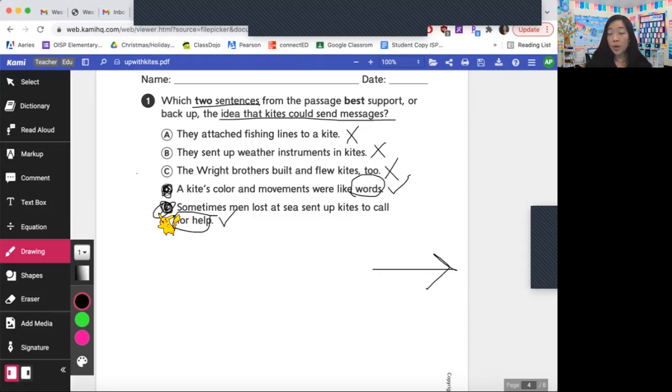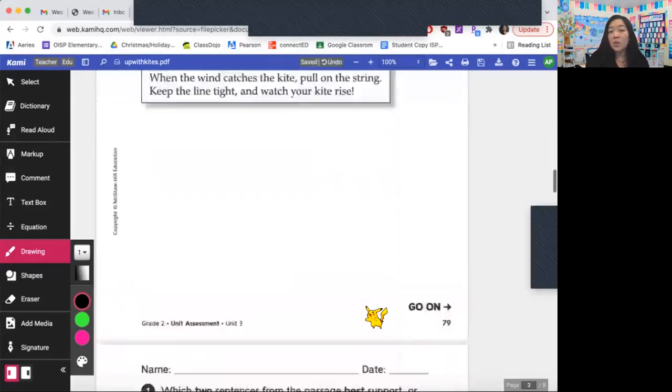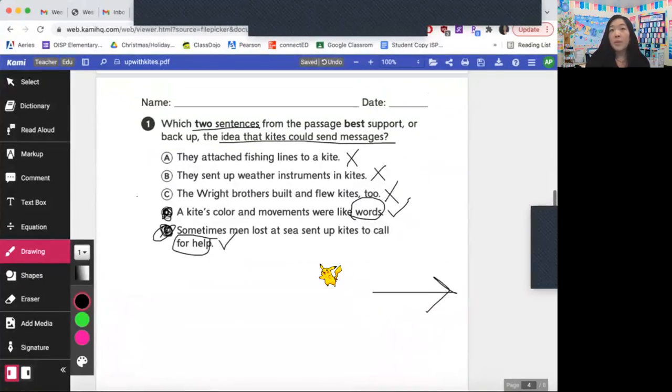If you're not sure, another strategy you can use is rereading. So I can look back here and see the first kites were made in China. They were used to send messages. A kite's color and movements were like words. So maybe red meant, oh, there's a war coming. Or maybe blue meant, oh, people are here to come to a party. Or maybe purple meant that there is a dangerous animal on the loose.